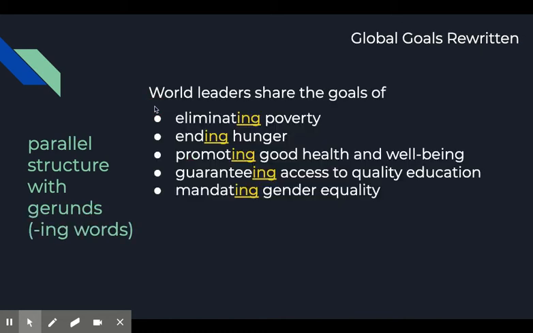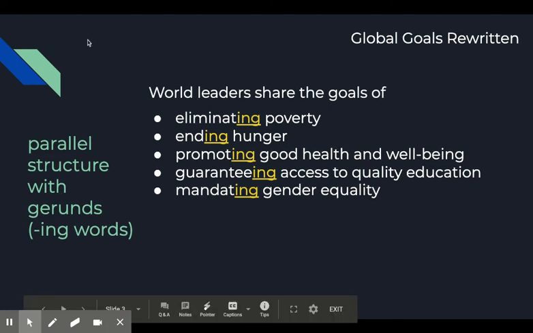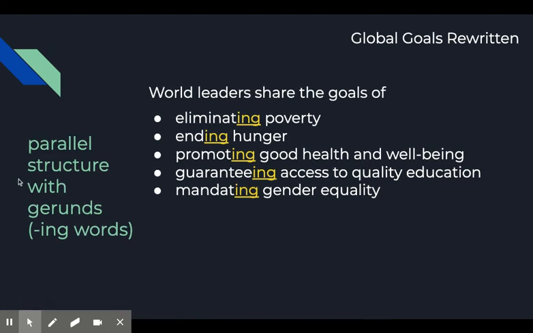I adapted the global goals to show you some different patterns of parallel structure. This one is using gerunds, which are just -ing words that are used as nouns. That term isn't as important, but you should be able to see that these are all still following the same pattern, so they're parallel. World leaders share the goals of eliminating poverty, ending hunger, promoting good health and well-being, guaranteeing access to quality education, mandating gender equality. Again, all follow the same pattern, so this works.